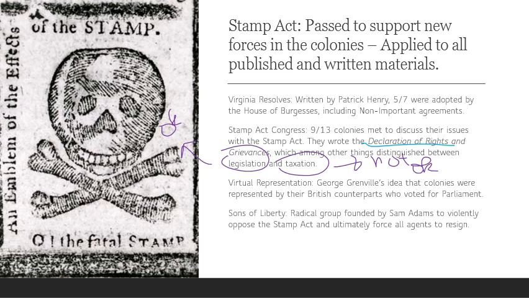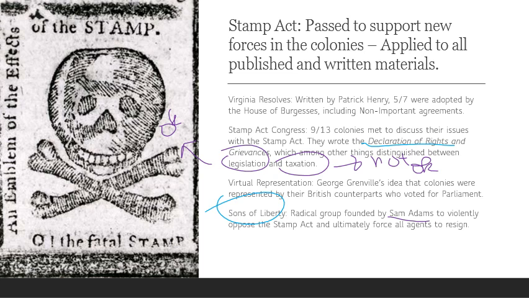The colonists are going to kind of say, no, thank you. They don't know what we're thinking. They don't understand us. They're not really our counterparts. But what you're going to see as a result of all this is the formation of a group called the Sons of Liberty. Now, the Sons of Liberty were a radical group founded by our good friend Sam Adams.